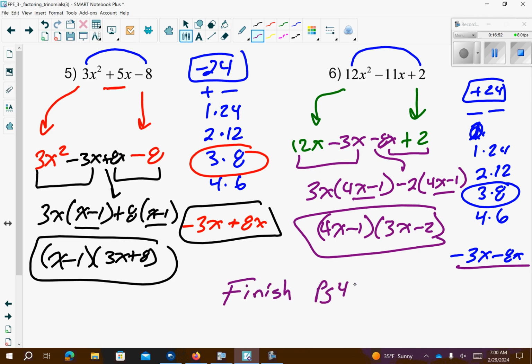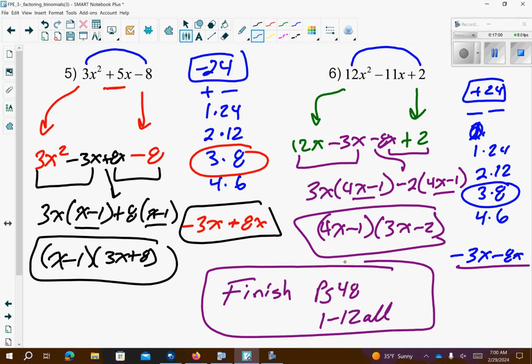Okay, so what I would like you to do is finish page 48. Make sure 1 through 12, all of them are done. You have the rest of the period to work on. Ask me if you have questions. I can help you. Work together if you need to. See if you can get this done before tomorrow. Tomorrow is going to be Friday. I will tell you, I'm going to give you a little tiny quiz tomorrow. It'll probably be 2 questions. Okay? And I want you to be able to factor them out. And I'll let you use your notes on that quiz. Okay? Have a nice day.